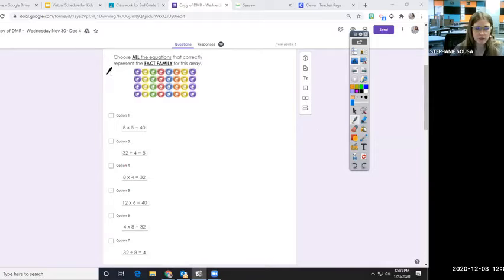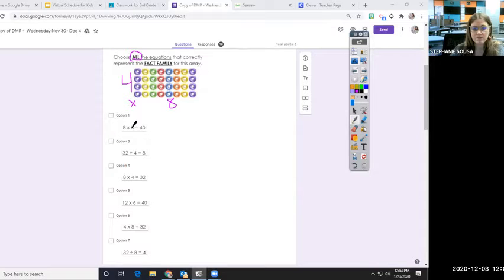So the first one is: choose all the equations that correctly represent the fact family for this array. When it says choose all, it's a pretty good hint, or a context clue, that you're going to be using more than one answer. When we look at this array, we see that there are 1, 2, 3, 4 rows of Fruit Loops, and there are 1, 2, 3, 4, 5, 6, 7, 8 Fruit Loops in each row. So our factors that we are multiplying are going to be 4 and 8. Our divisor and our quotients are also going to be 4 and 8. So I'm going to see which options have that.